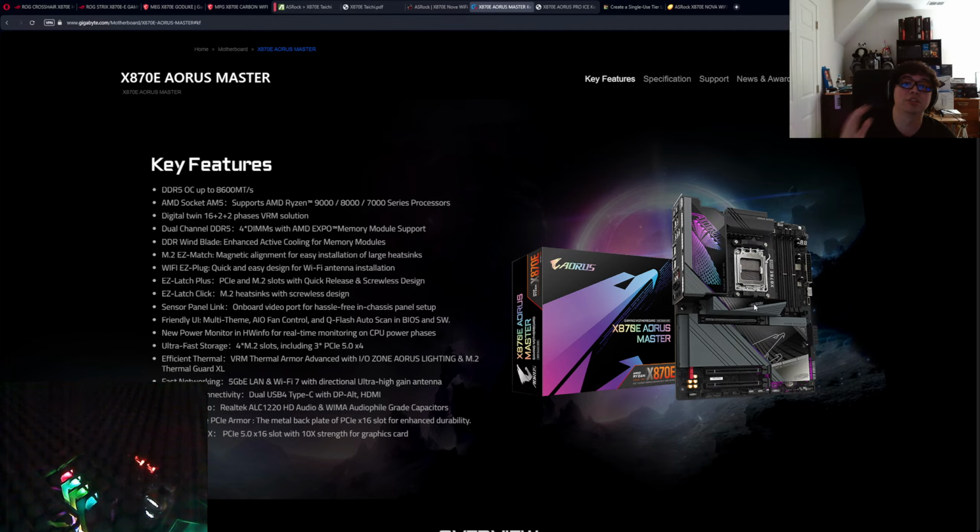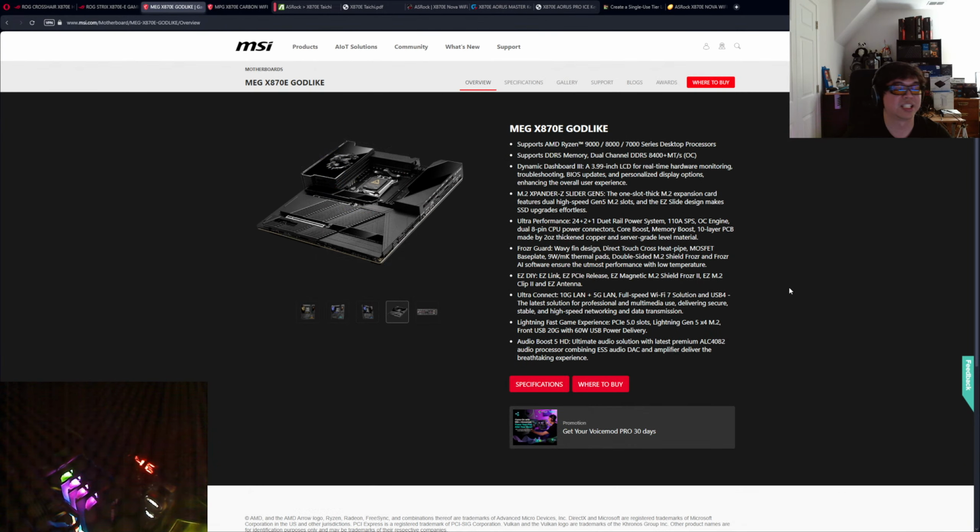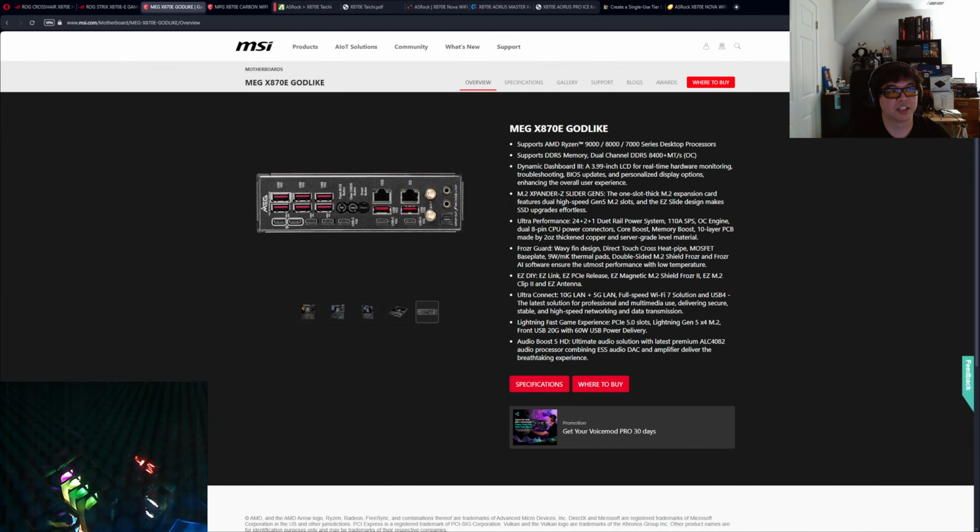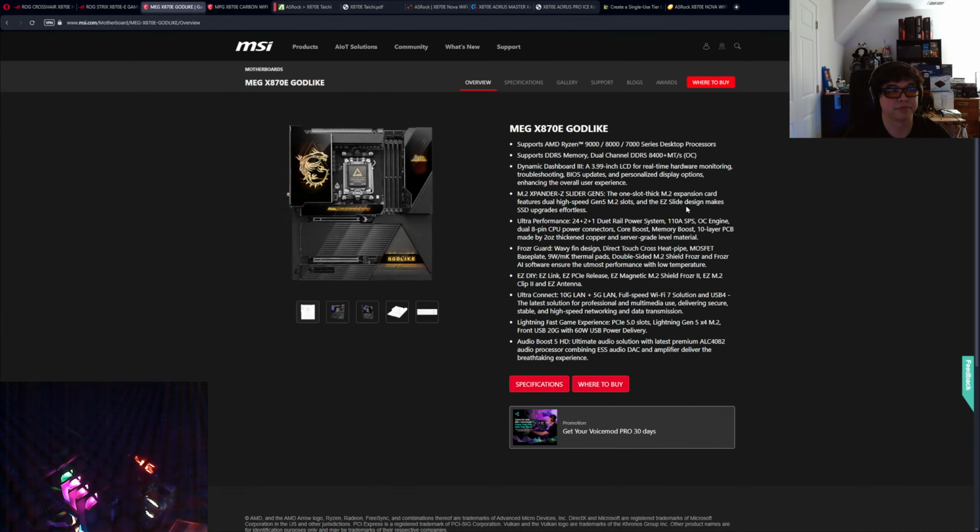So if you absolutely do not want to compromise your GPU lanes, you want them dedicated to the GPU all the time, and you do not want to think twice about it, go ASRock. It's that simple. Just go ASRock. Taichi Lite, Nova, all three of them. There is only one other motherboard that offers no GPU lane sharing, and that is the MSI Godlike. The Godlike is the only other one.